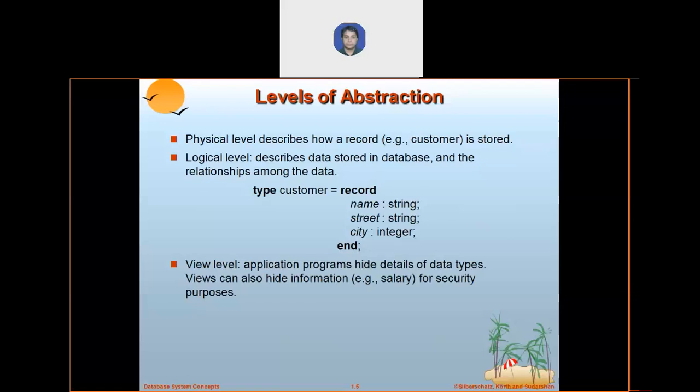To understand this database, we have some kind of abstraction. We have three levels of abstraction: physical level abstraction, logical level abstraction, and view level abstraction. Before I mention the abstraction, I want to ask you: what is an abstraction?